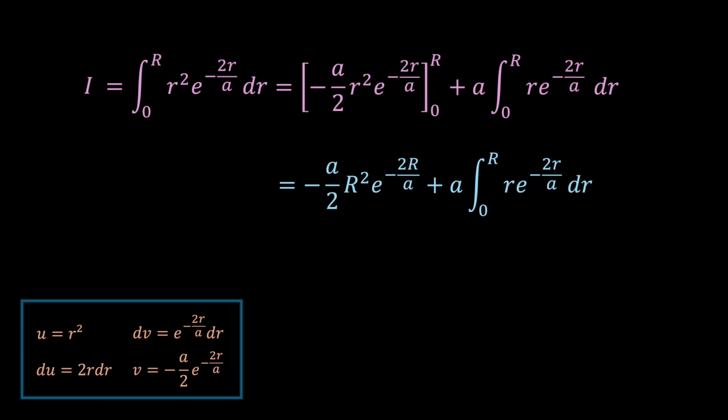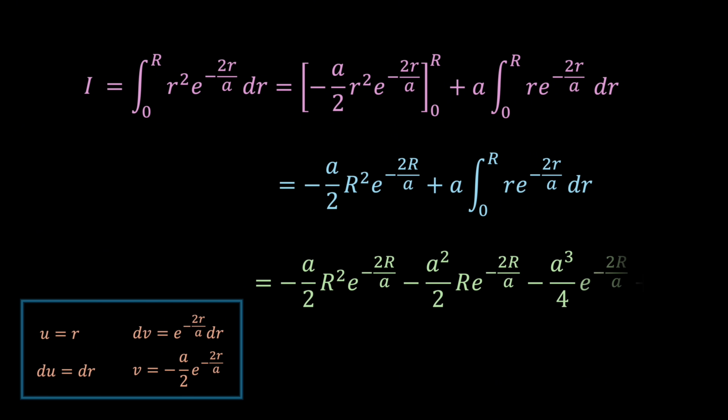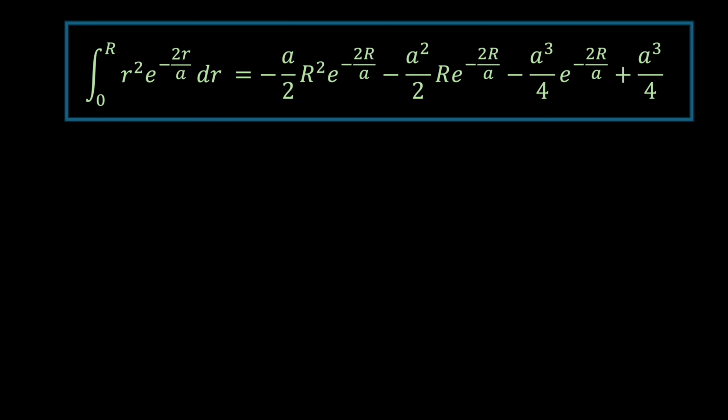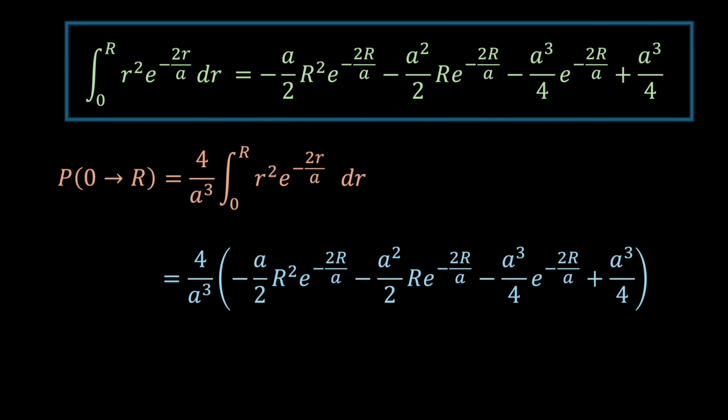To continue, we integrate by parts once more, this time using the following change of variables. Carrying out the integration and applying the limits gives us, at last, this glorious green expression. Okay, so now that we've dealt with the integral, we can substitute this result back into the equation we wrote down for the probability. Doing so gives us the following beautiful blue expression.